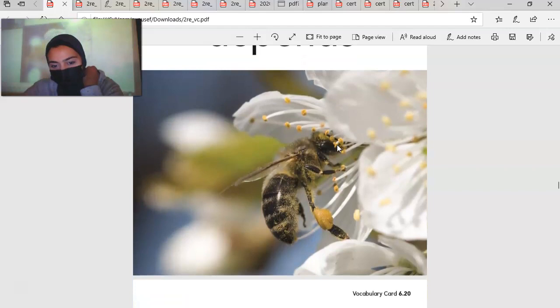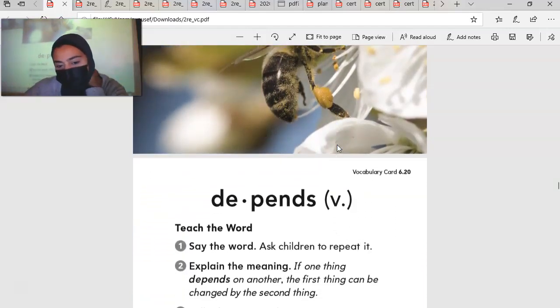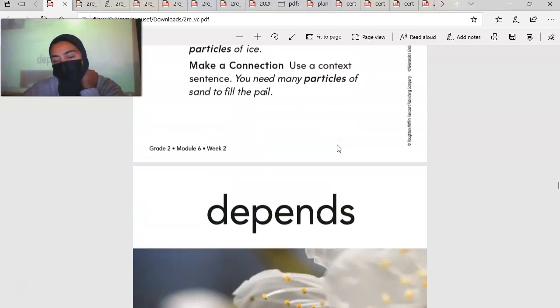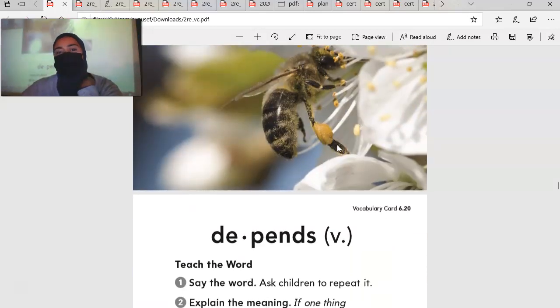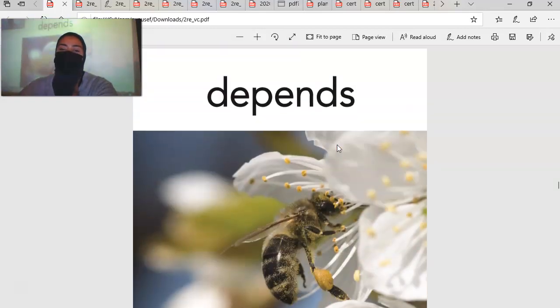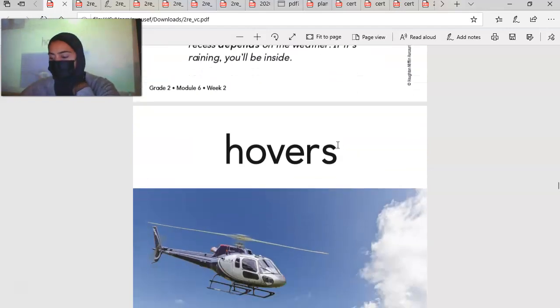Depends. Here it says if one thing depends on another, the first thing can be changed by the second thing. So if this depends on that, then the first thing can be changed by the second. In this picture, a flower depends on bees to pollinate. Flowers cannot pollinate without bees. They depend on each other.